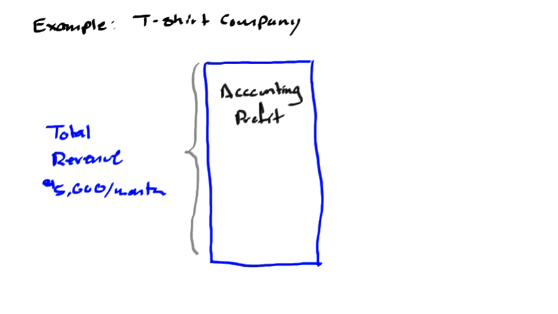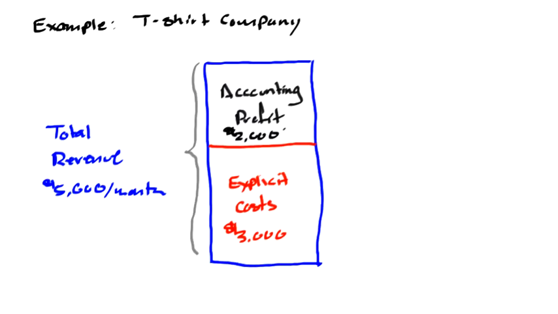Now, to calculate your accounting profit, you're going to want to subtract from total revenue, which is the blue box, your explicit costs. Now, let's assume that your explicit costs, so these are things like rent for your actual location, rent for your equipment, labor costs, the raw materials costs, end up being $3,000 per month, which tells us that our accounting profit is $2,000 per month.